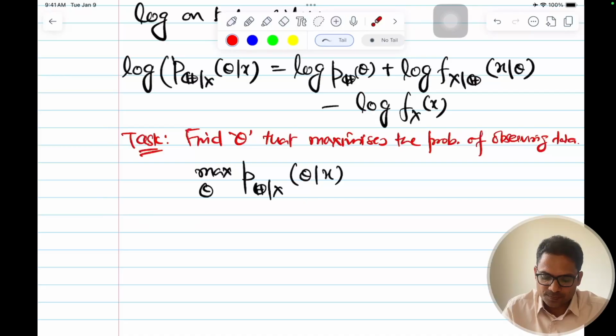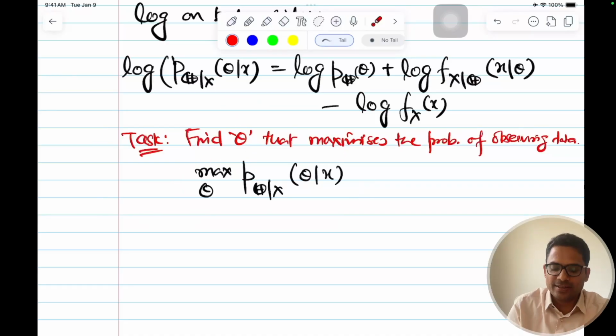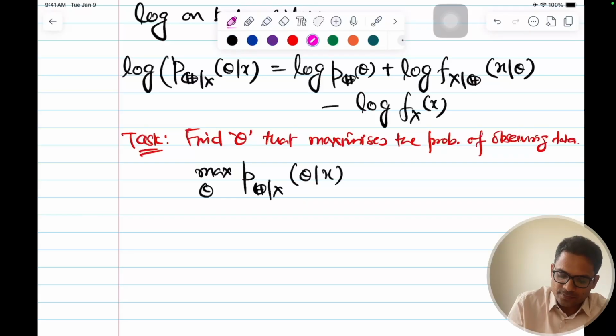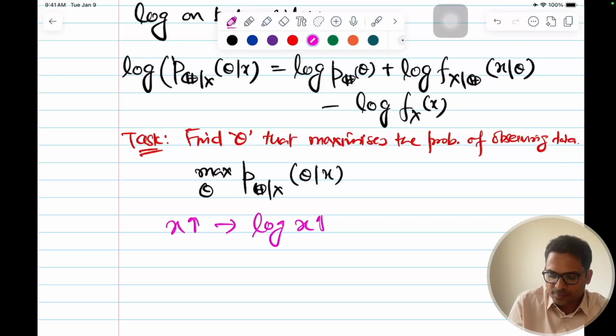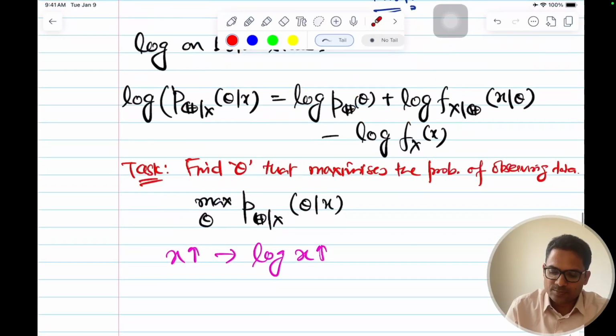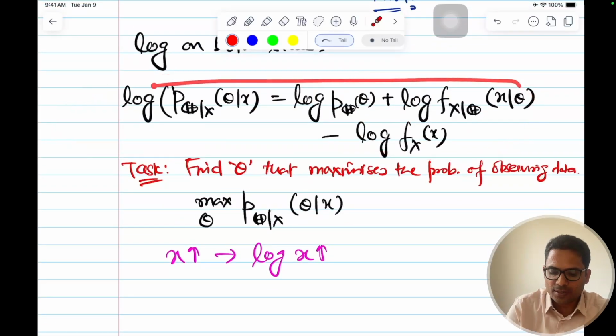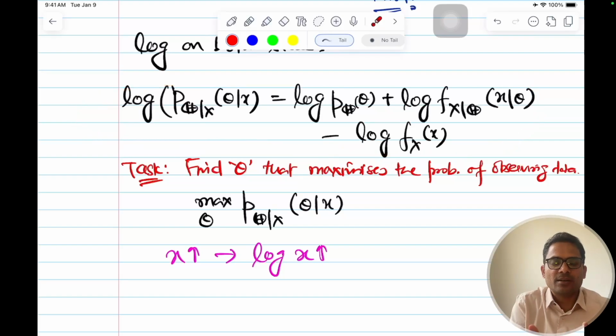We have to maximize this probability, and log is a monotonic function. So if x increases, log x increases. Okay, this is a monotonic function. That's why I've taken log. It doesn't change the answer, but it will make our math simple. Time and again we'll be taking log everywhere because it will make our math simple. It will convert the product into a sum.